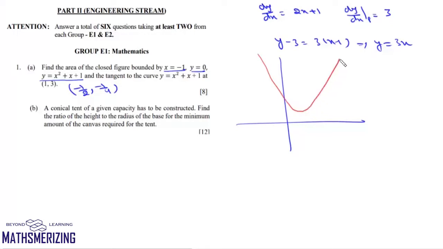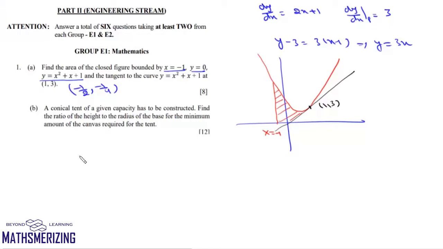Now we have this parabola opening upwards whose vertex is at (minus 1 by 2, minus 1 by 4). So we'll draw this parabola opening upwards. And then we have this tangent drawn at (1, 3), which passes through the origin. So this point is (1, 3). Now we need to find the area bounded by x equals minus 1, y equals 0, that is the x-axis, this curve, and the tangent to this curve. So we have to find this area.